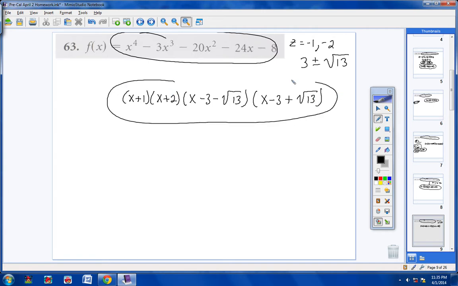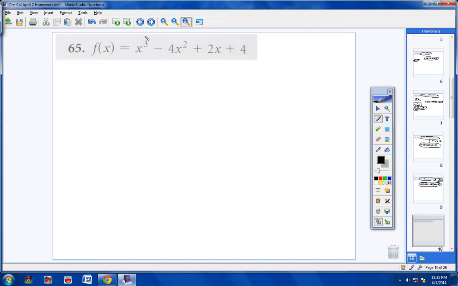So we found all four zeros. They're right here, and we listed out the four linear factors. And having done that, let's go ahead and move on. Number 65. Okay, you cannot factor this. If you tried to factor it, it would not work. So let's go ahead and list out our possible rational zeros.